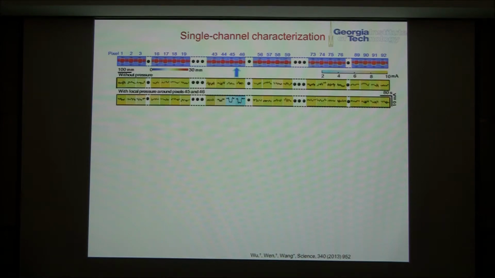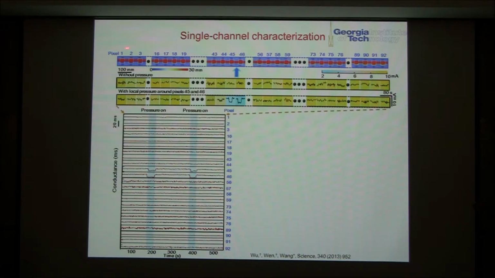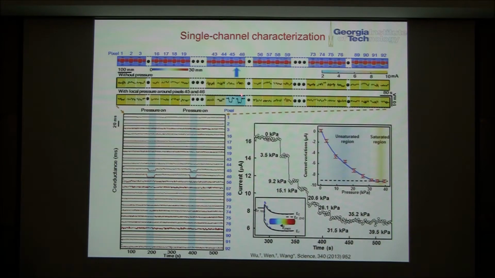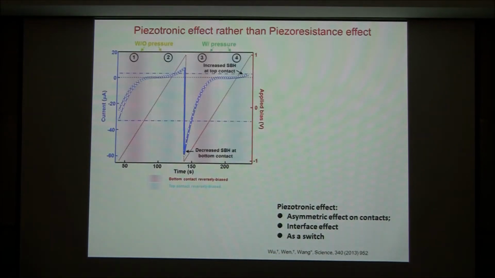But this can be 2 effects. One can be piezoresistive effect, can be also piezotronic effect. Which is which? I want to show you this is the piezotronic effect. Why? If you measure the whole 92 here, you have 92 this way, 92 this way. Over 8,000 piezotronic transistors give you a map or image. Why is this a piezotronic effect instead of piezoresistive effect? Let's look at the measurement. This is associated with 1 pixel, sweeping the bias from reverse bias to positive bias.